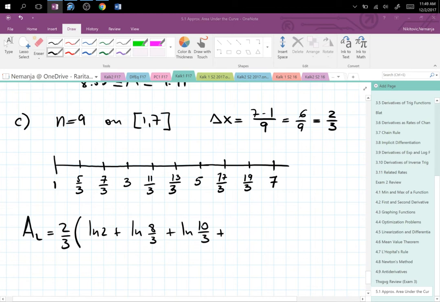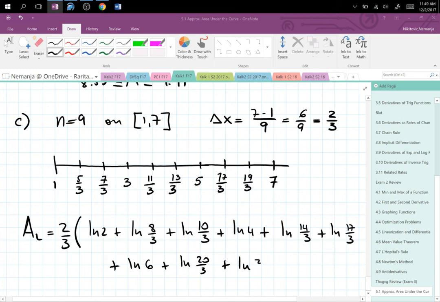And then plus, that's 3 plus 1 is 4, so ln 4. And then plus ln of 14/3. Plus ln of 17/3. Plus ln of 6. Plus ln of 20/3. Plus ln of 20, so plus 3, right? 22/3, and finally plus ln of 8.